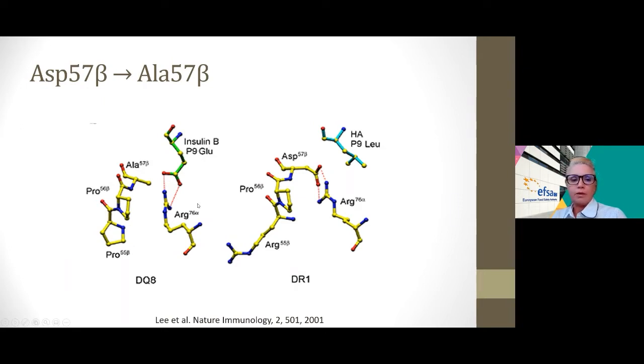In DQ8 and DQ2, however, this aspartic acid is mutated to alanine. So alanine is not able to interact with arginine 76, and pocket 9 for these alleles is positively charged, and this pocket accepts very well negatively charged amino acids at position 9 of the binding peptide. That's why glutamic acid at position 9 is one of the most specific features of the binding motifs for these two alleles.